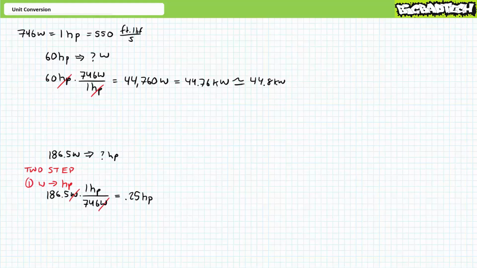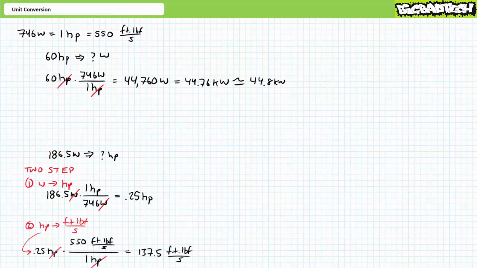Option 1, two-step conversion. First step, convert watts to horsepower. As we previously demonstrated, 186.5 watts times 1 horsepower over 746 watts, units of watts cancel out, units of horsepower remain, yields 0.25 horsepower. Step 2, convert units of horsepower to foot-pounds force per second. The unit we want is foot-pounds force per second. The unit we don't want is horsepower. 0.25 horsepower times 550 foot-pounds force per second over 1 horsepower, units of horsepower cancel out, and units of foot-pounds force per second remain, yields 137.5 foot-pounds force per second.